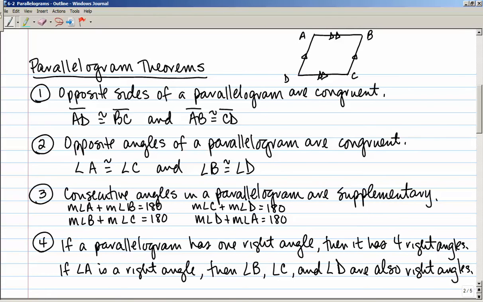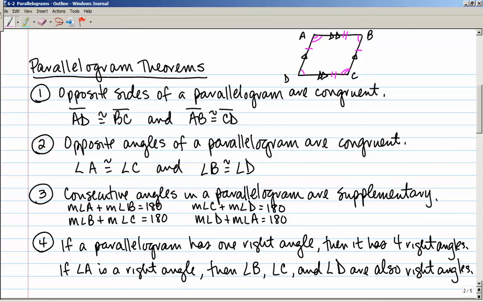The first theorem says that opposite sides of a parallelogram are congruent. Remember, the definition is that opposite sides are parallel, but the first theorem says that opposite sides are congruent to each other. So we can go ahead and put those marks in there. AD is congruent to BC, and AB is congruent to DC. Theorem number 2, opposite angles of a parallelogram are congruent. So those that are across from each other. So angle D is congruent to angle B, and angle A is congruent to angle C.